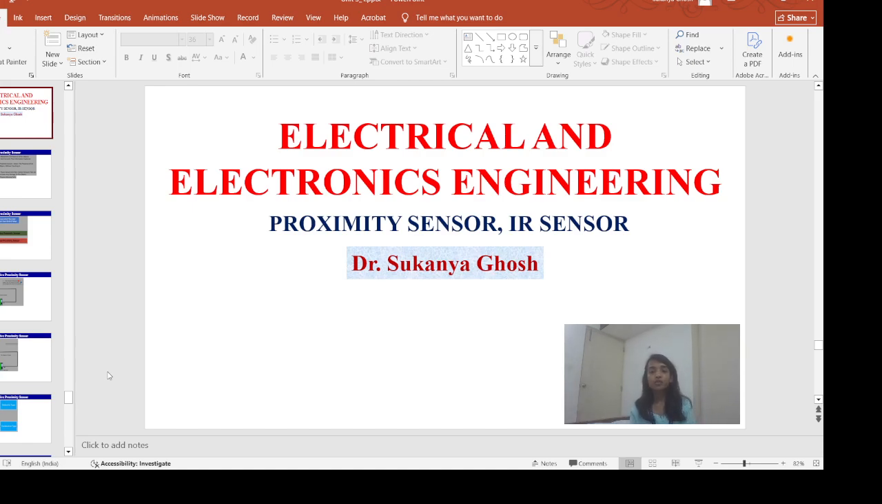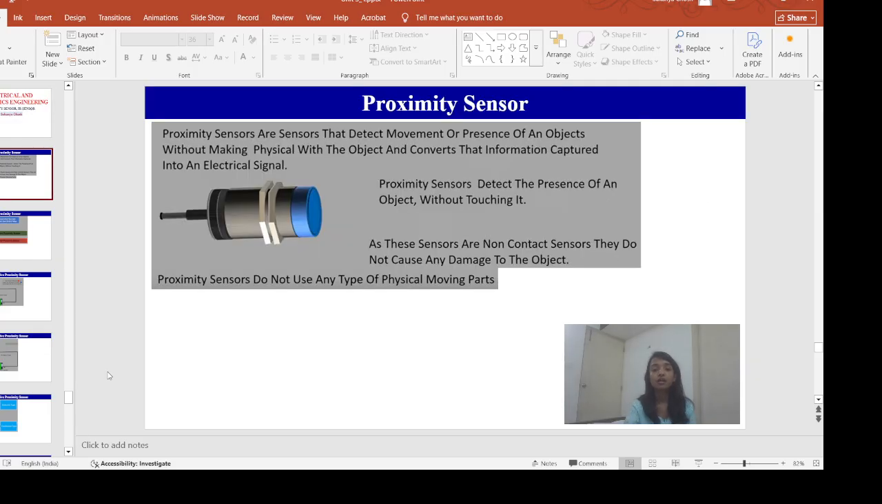Welcome to this particular lecture of Unit 4. Today we will discuss proximity sensor and IR sensor, or infrared sensor. So what is a proximity sensor?